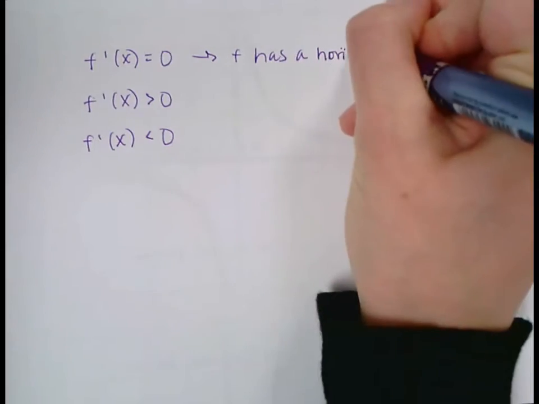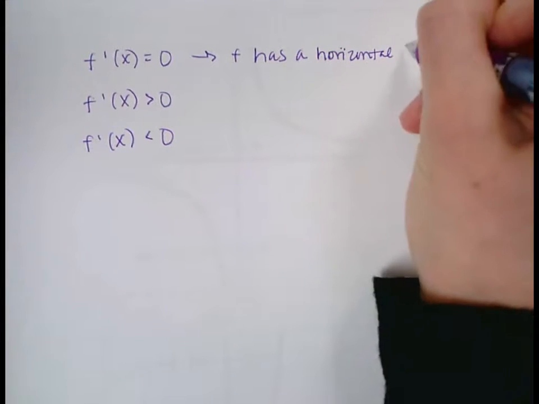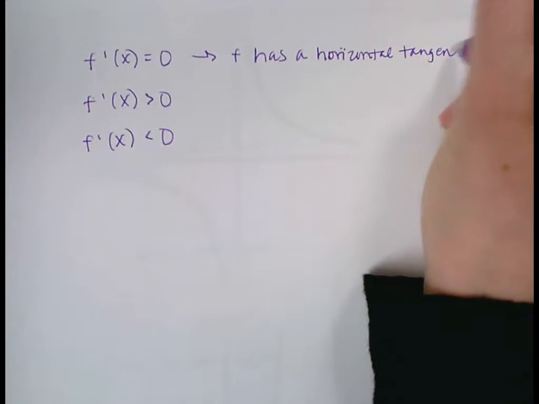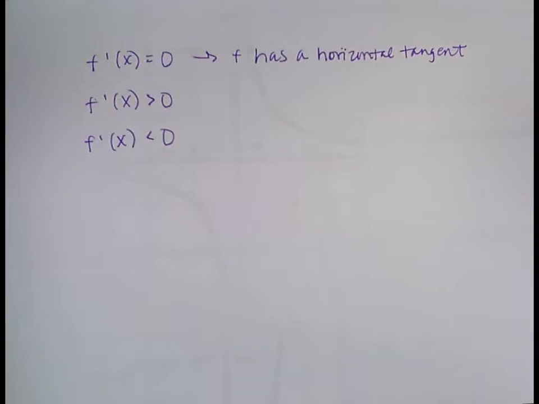if f has a horizontal tangent. And typically those will occur at a local max or a local min. There are other places f could have a horizontal tangent, but that's typically where they occur. So anywhere you see a horizontal tangent, you know the derivative will be 0 or will cross the x-axis.